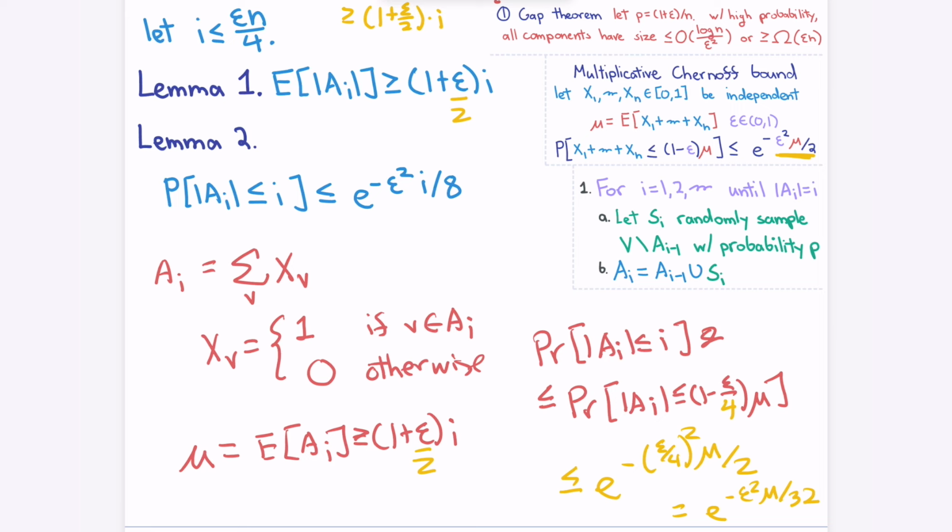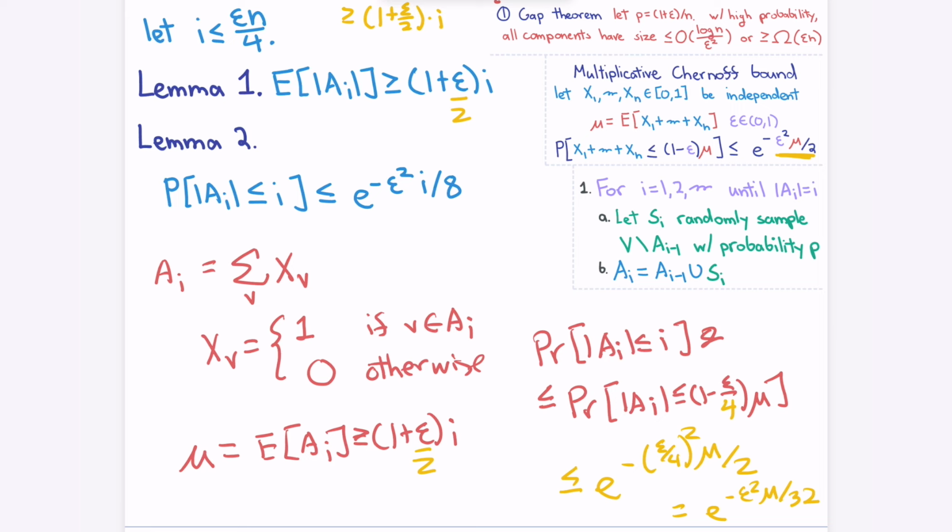So what happens if I plug in square root n for I? I start getting something like, yeah, it's exponentially small in square root n, right? E to the negative square root n or so. There's some epsilon squared and 16s, but who cares, right? Because we're only worried about large n, right?